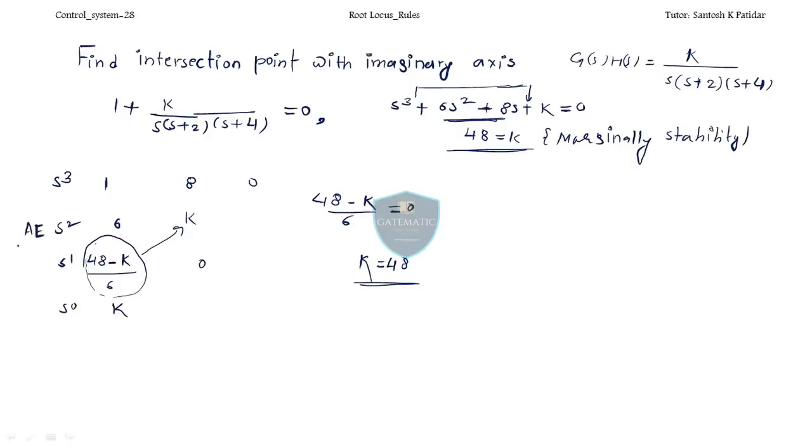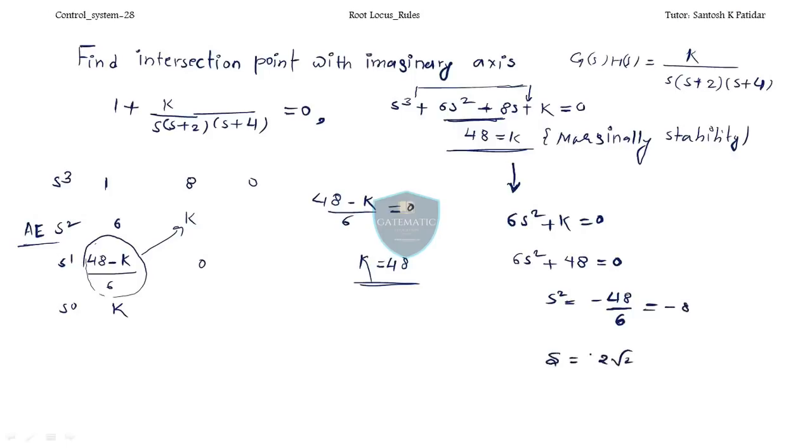So, once you find the marginal stability condition, next you have to form the auxiliary equation. So, in the direct method, I told you, you have to make the even power of S equal to 0, means 6S square plus K equal to 0. 6S square plus 48 equal to 0. S square equal to minus 48 divided by 6. So, it will be minus 8. So, S is nothing but plus minus j 2 root 2.